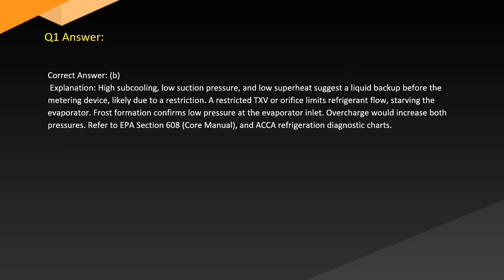Answer. Correct answer, B. Explanation. High subcooling, low suction pressure, and low superheat suggest a liquid backup before the metering device, likely due to a restriction. A restricted TXV or orifice limits refrigerant flow, starving the evaporator. Frost formation confirms low pressure at the evaporator inlet. Overcharge would increase both pressures. Refer to EPA Section 608 Core Manual and ACCA refrigeration diagnostic charts.